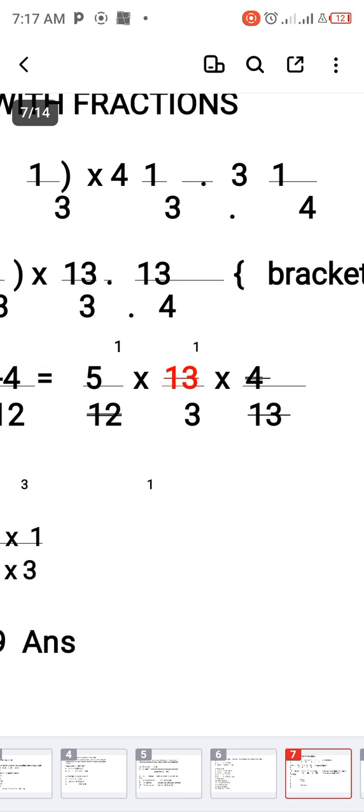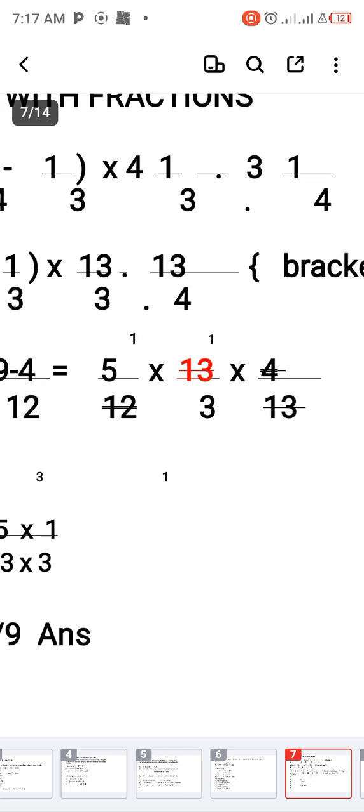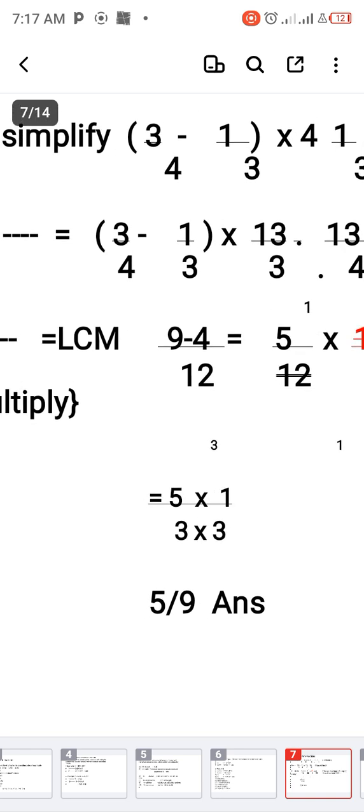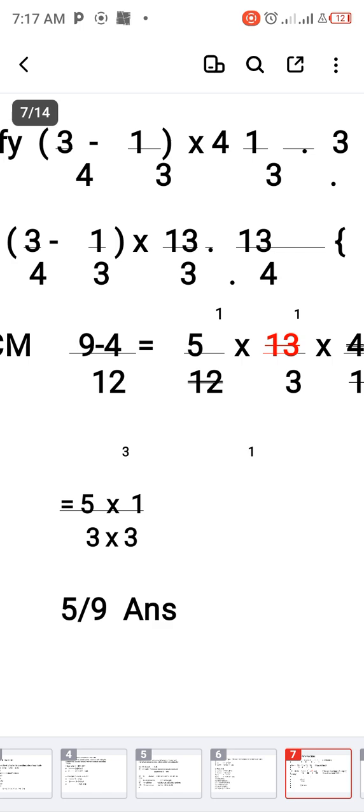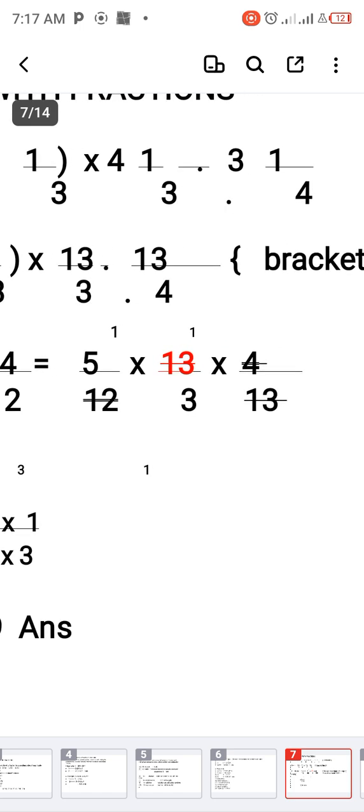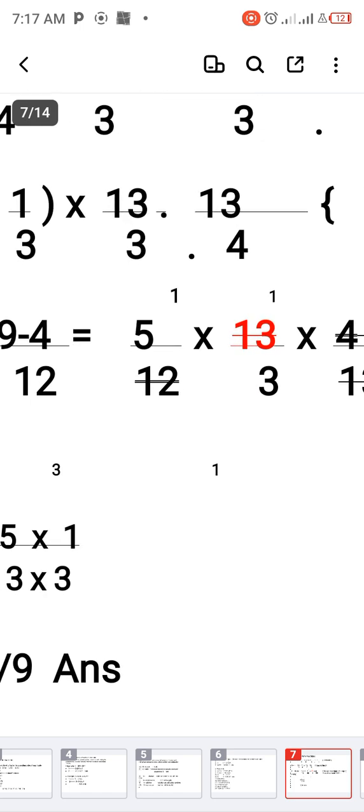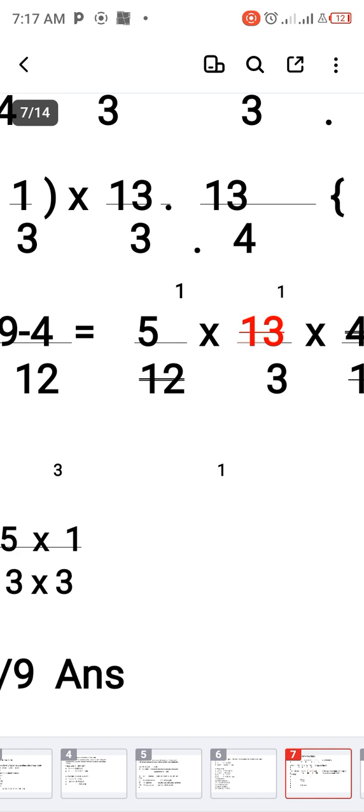No, is it 5 times? No, it becomes 5 times 1, because 4 divided 4 becomes 1, and 4 divided 12 becomes 5 times 1. That is what we got here, 5 times 1 over 3 times 3. The 3 times 3 now is this 3. From 12, 4 divided 12 is 3, which is this 3.